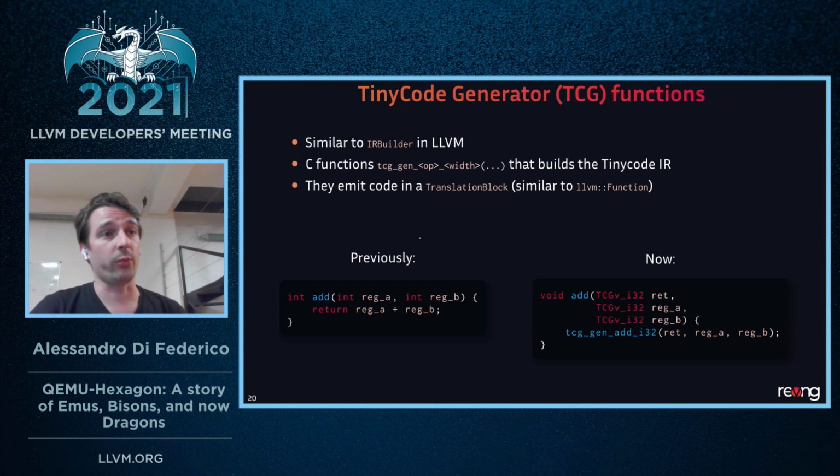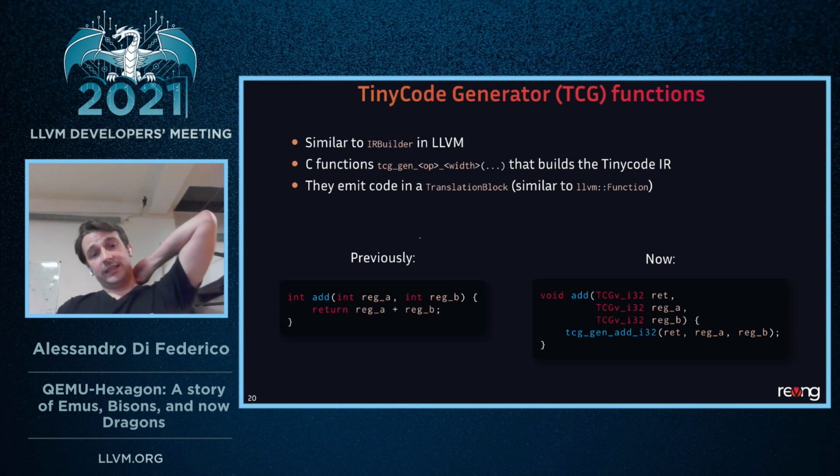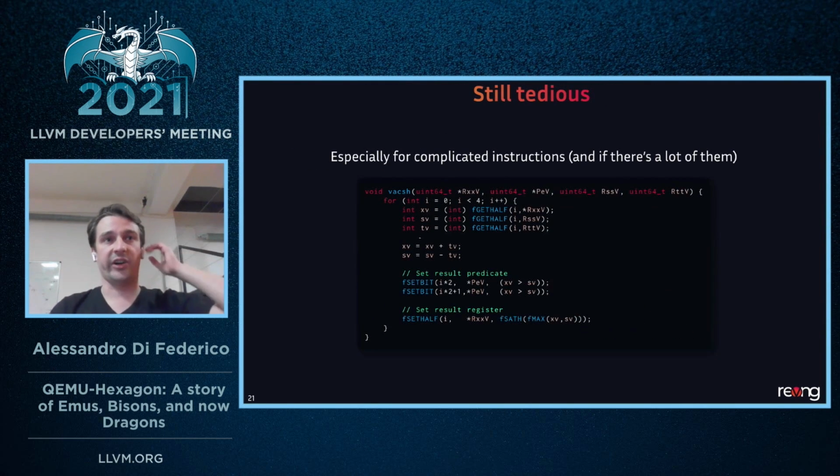So if before we had an addition, a simple C function, now on the right, you can see that we have TCG, so the tiny code generator that takes in input 3 TCGvs, which are basically references to tiny code variables, and we just emit an addition between the reg A and reg B variables and emit the result into the variable ret. Okay, but overall, this is still not very easy, right?